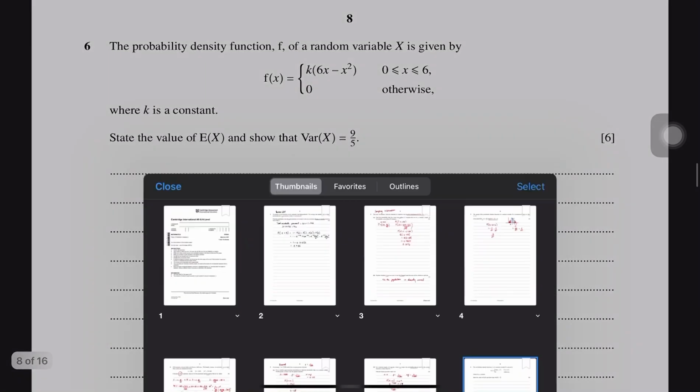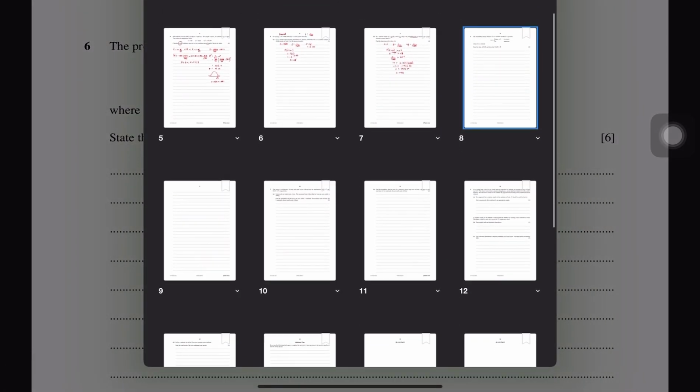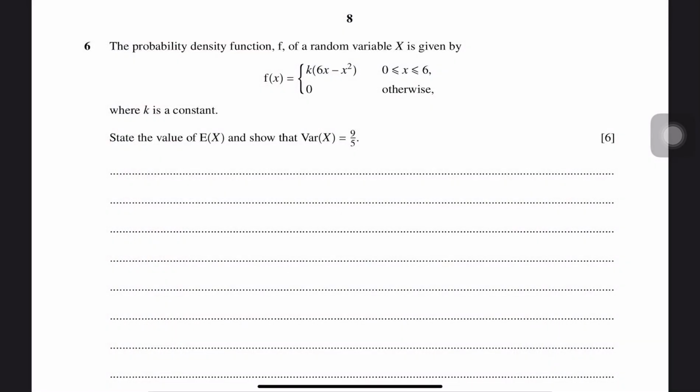Then question number 6. The probability density function of a random variable x is given, where k is a constant. State the value of the expectation of x. So yes, since it says state, the answer must be exact.